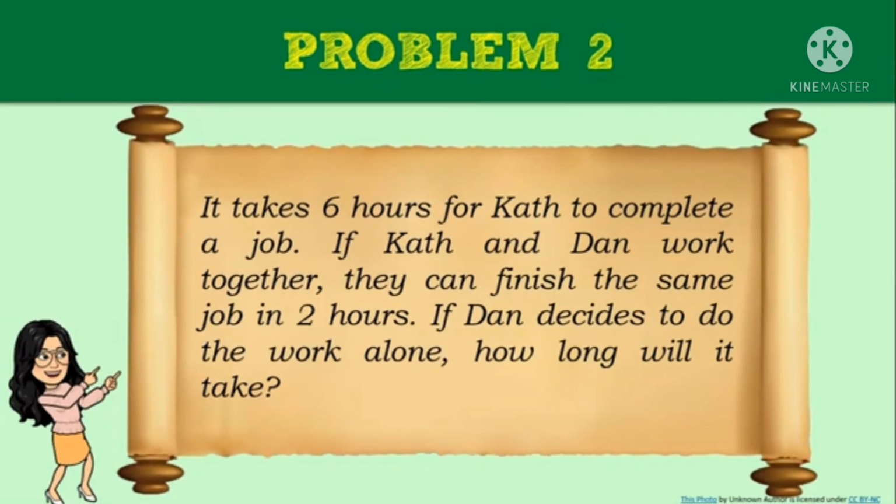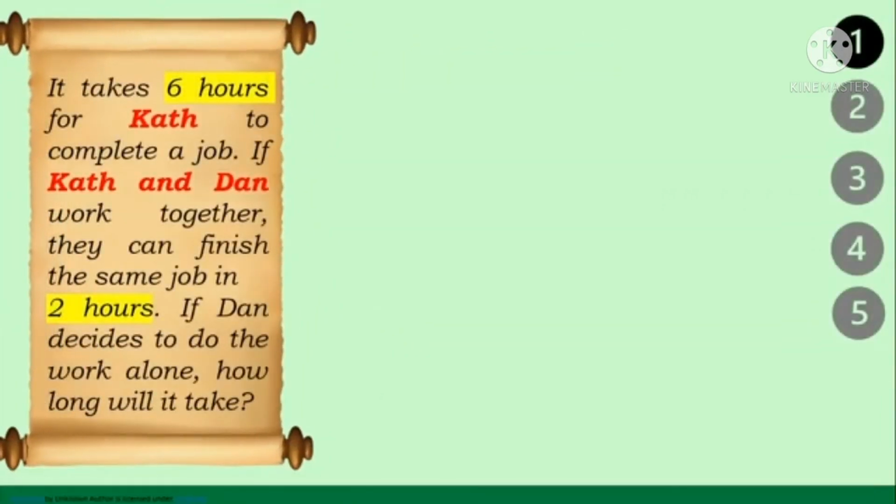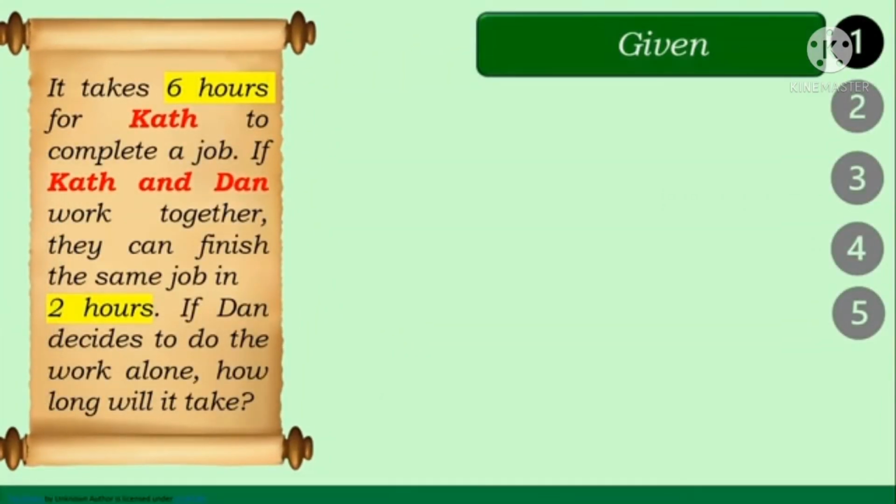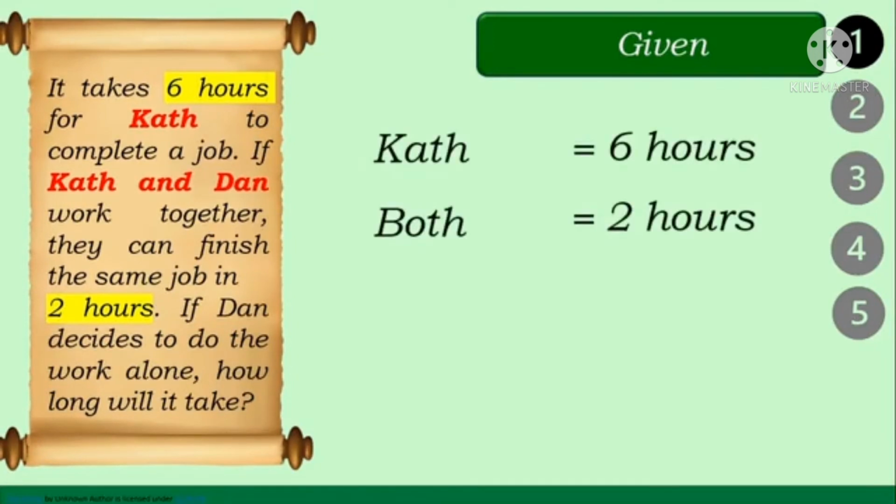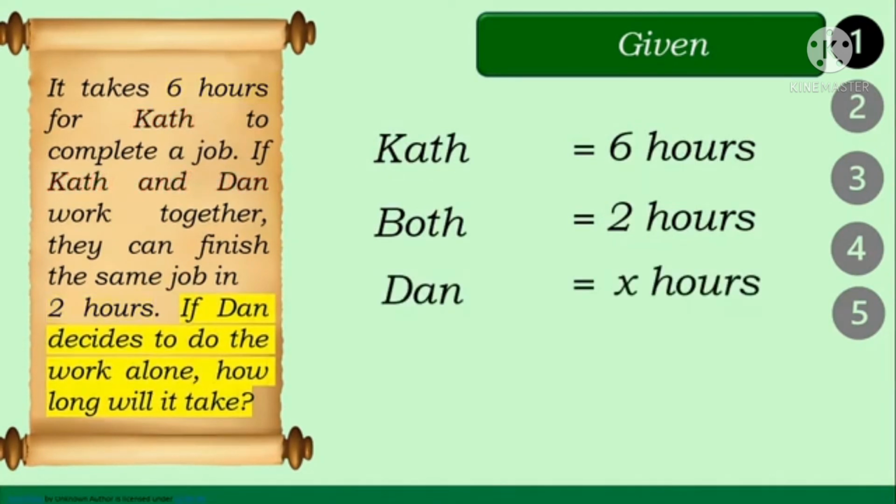Alright, so let's follow the steps introduced in the first problem. After reading the problem, step 1 will be identify the given. Here we have two characters, Kath and Dan. Kath can finish in 6 hours, but the second given is now for both. Kath and Dan working together, they can finish the same job in 2 hours. So we have Kath for 6 hours and both for 2 hours, like this.